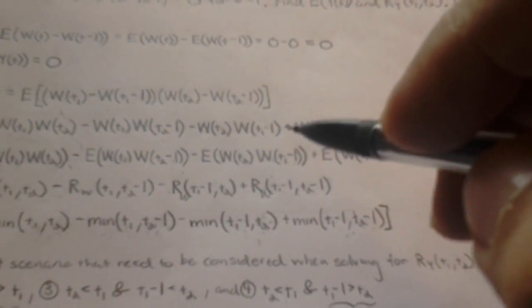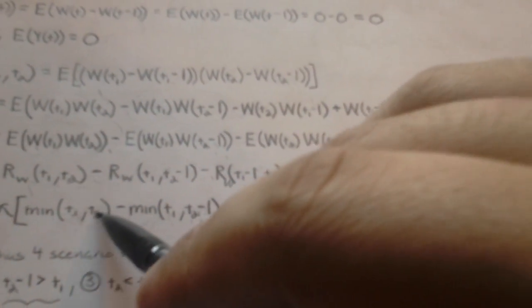But we can define it even further, because let's suppose T1 is less than T2. Then the question becomes: what about the term T2 minus 1? Is that going to be less than T1, or is it going to be greater than T1? We can actually go that route.